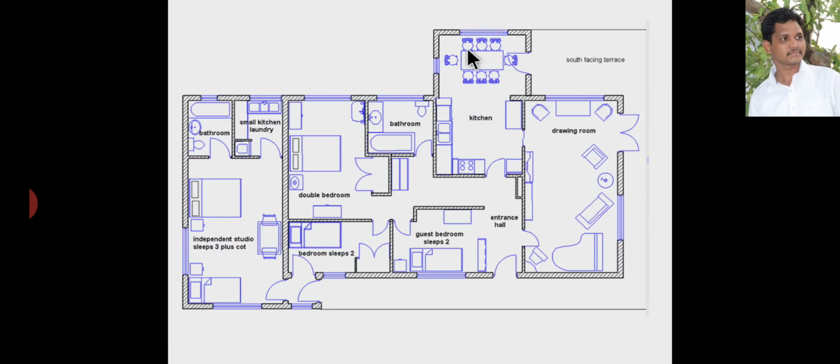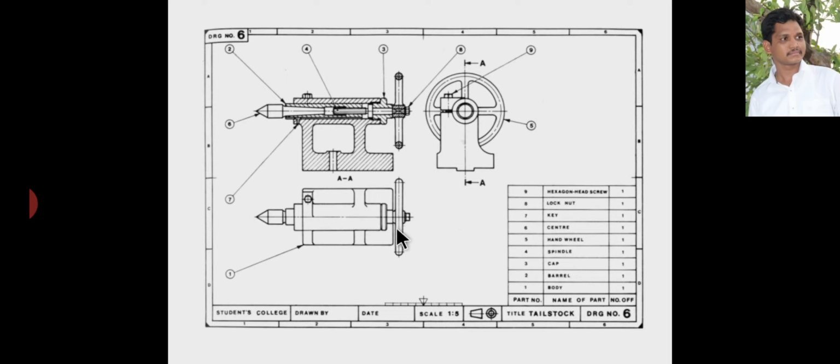Now this is a lathe tailstock. Here also I am taking a scale as 1:5, that means reduced scale. The size of drawing object is small as compared to size of original object. Okay, this is also a reduced scale.